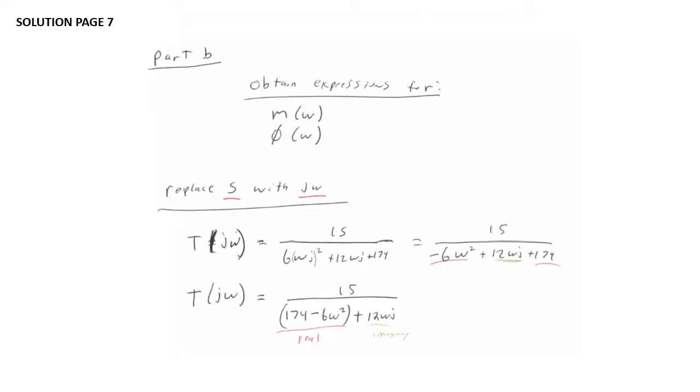So that's the answer for part A. Now we're moving on to part B, where it asks us to obtain the expressions for M of omega and phi of omega there. We're also going to plot these as well. I'm going to show how to do the solution in MATLAB.